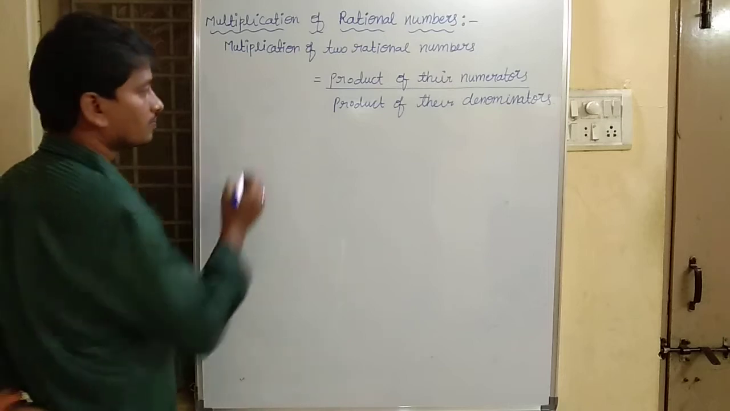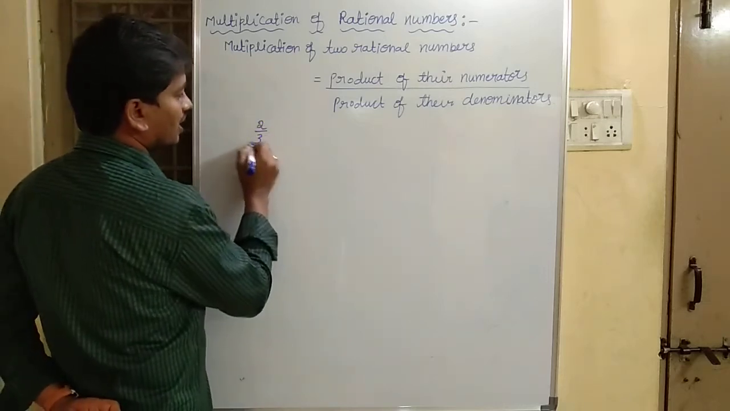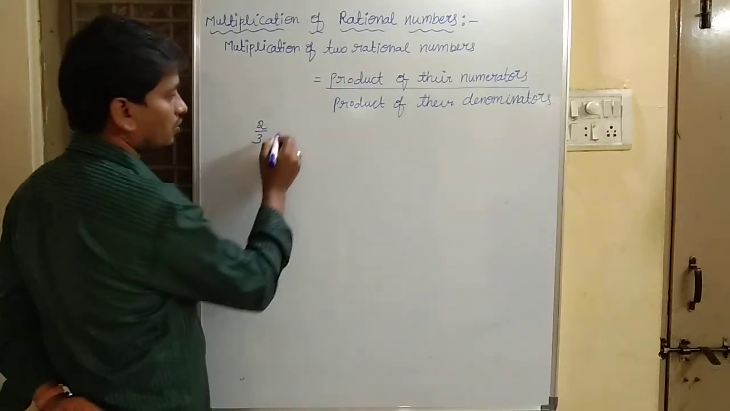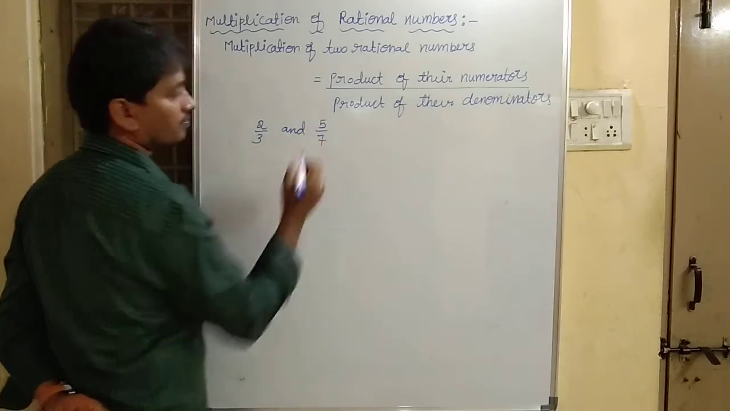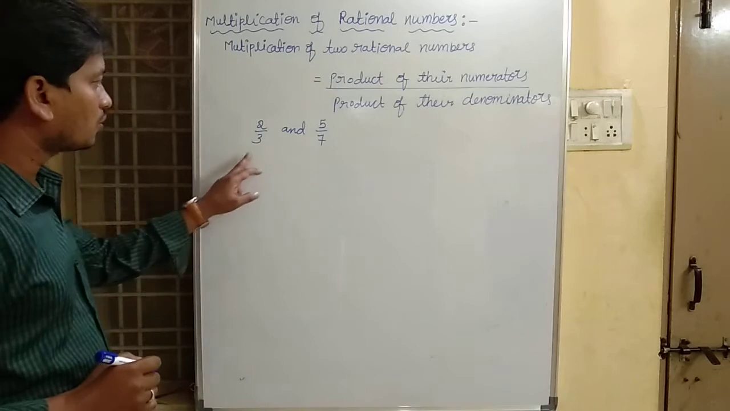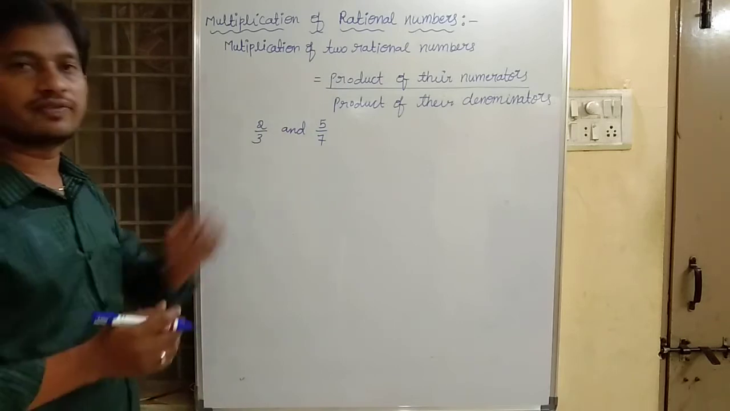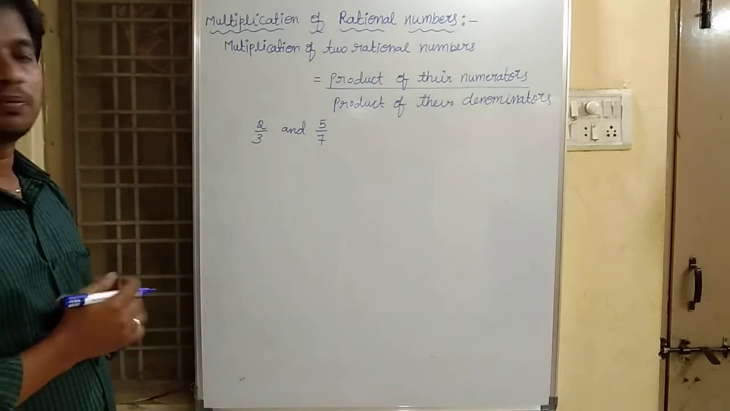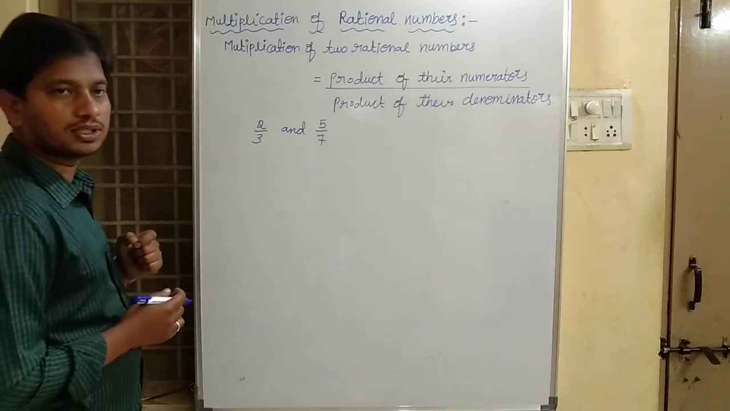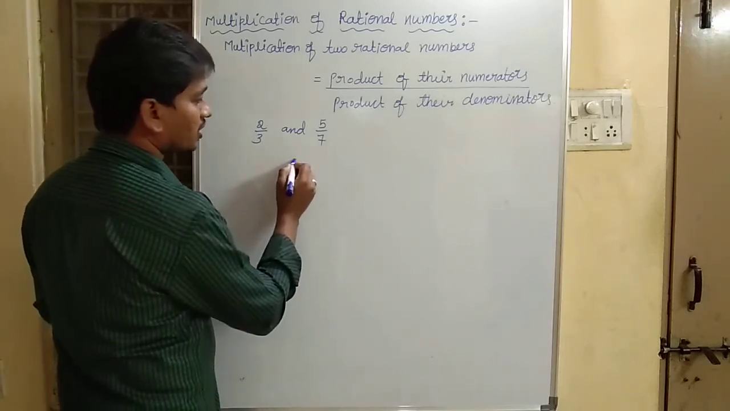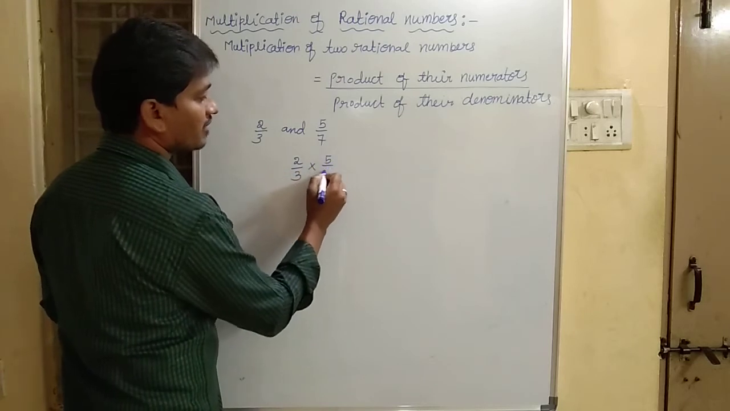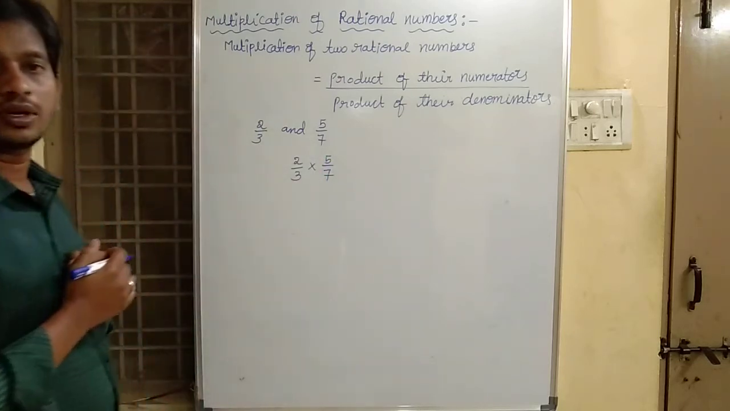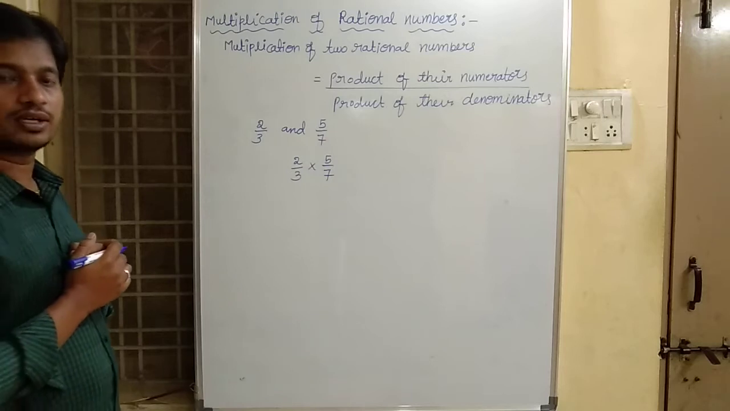For suppose, consider two rational numbers 2 by 3 and 5 by 7. So come on, multiply these two rational numbers. I mean 2 by 3 into 5 by 7.